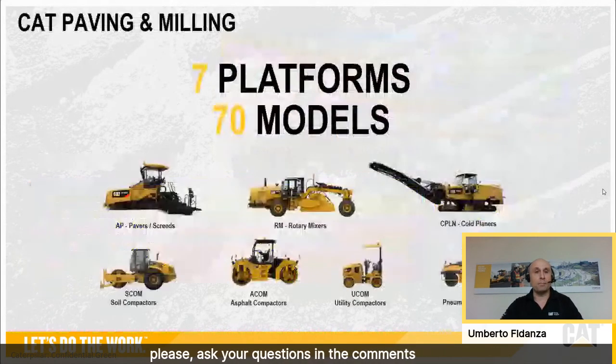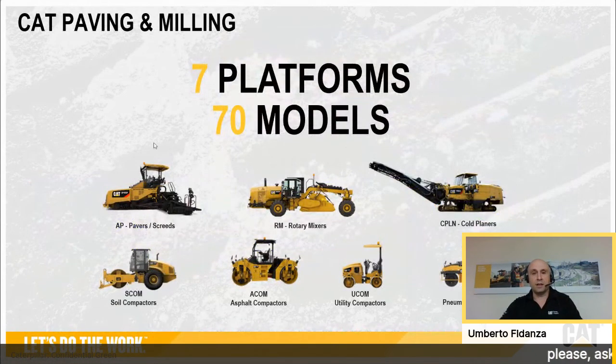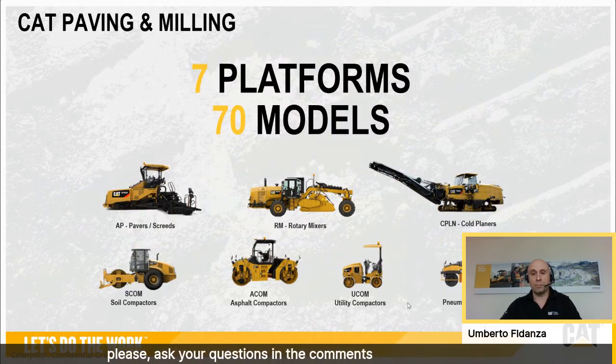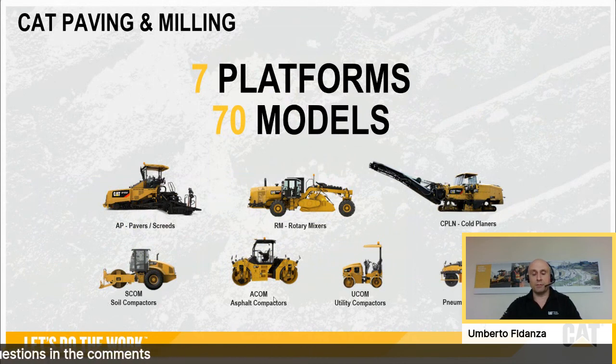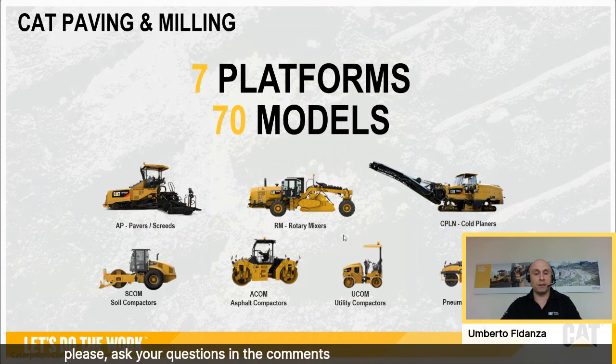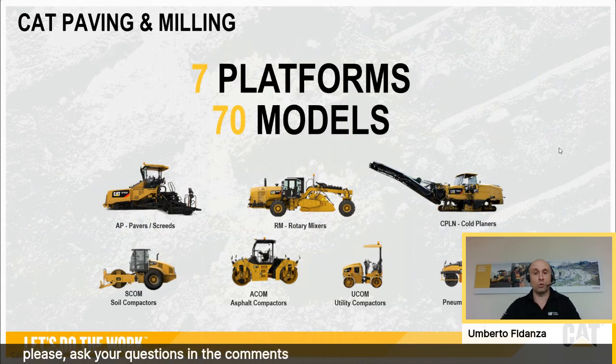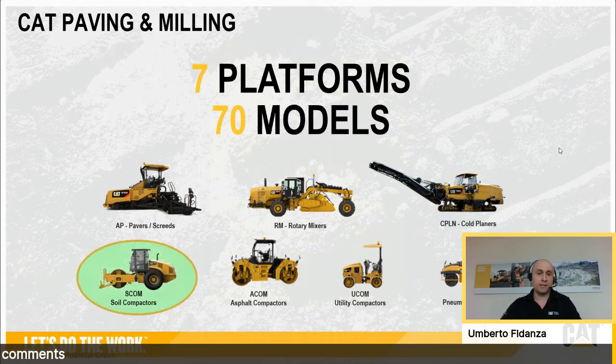So I mentioned paving. Paving is the division in Caterpillar that builds 7 platforms, 70 models. At the bottom of this slide, you see different types of compactors for asphalt and for soil. But we also build pavers, recyclers, mixers, stabilizers, reclaimers, and cold planers. So a wide range of solutions for soil compaction, road construction, and road maintenance. Today we're going to talk about soil compactors specifically.